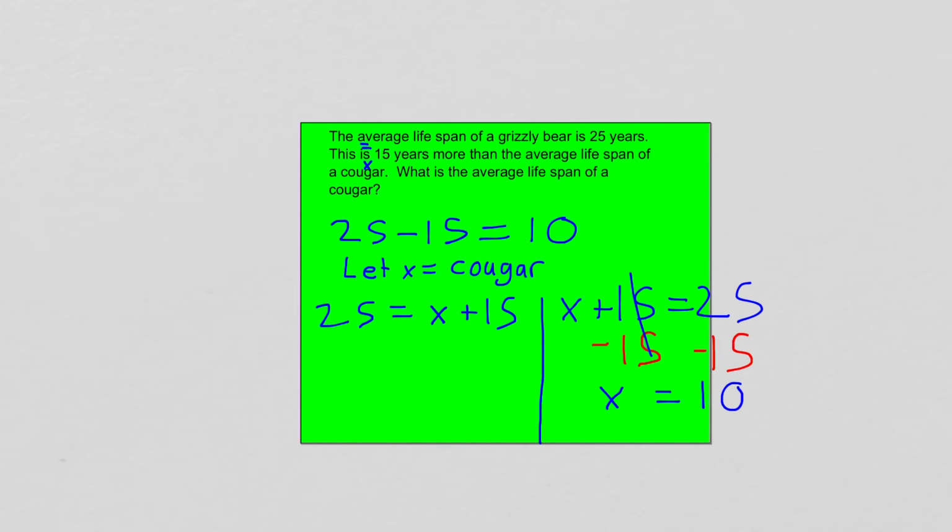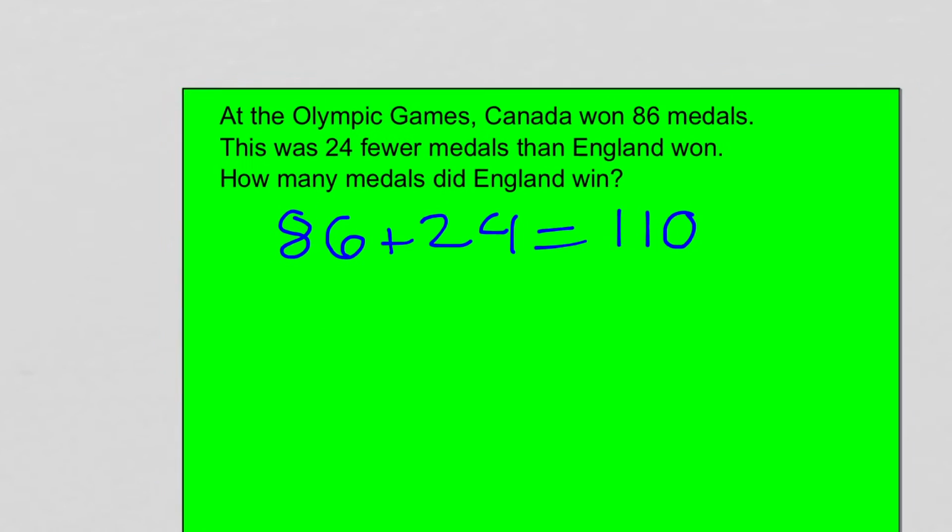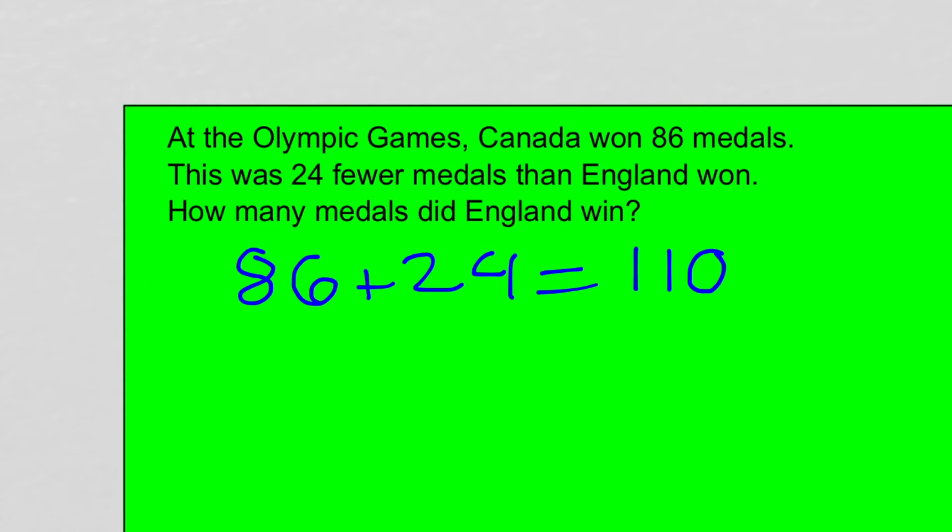Let's do another one. So this one right here, how many medals did England win? Well, that would be our unknown. Let x equal England.